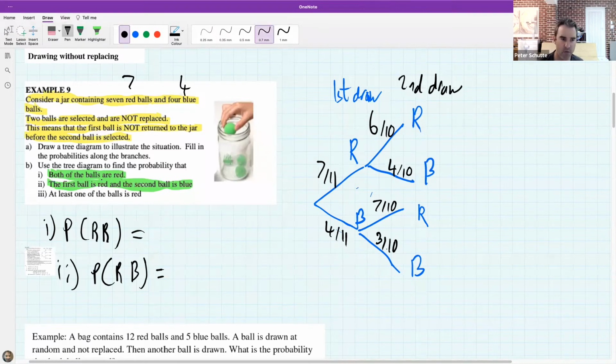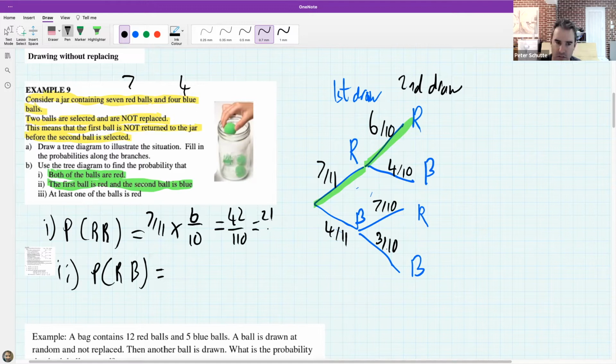So for red, I think it would be this pathway. And so to calculate the probability of the outcome RR, all I do is I go 7 over 11 times 6 over 10. And according to my calculations, that should be 42 over 110 or 21 over 55.